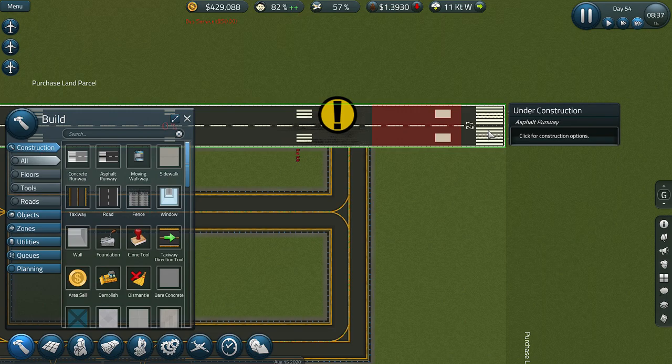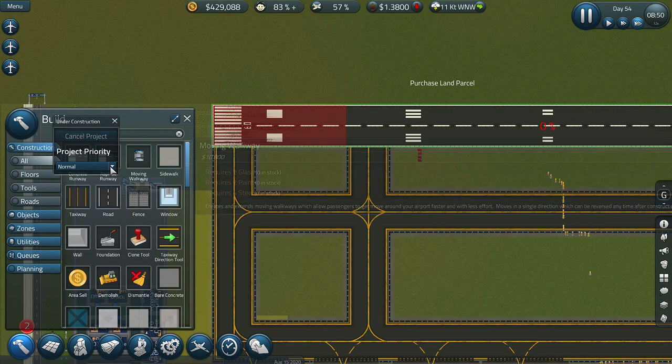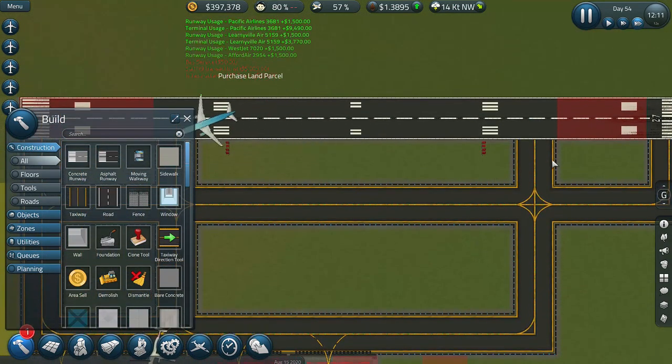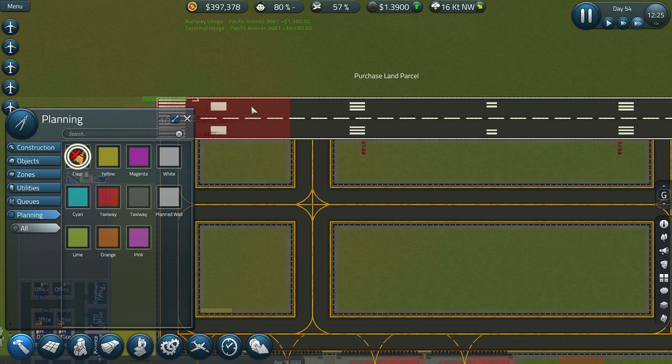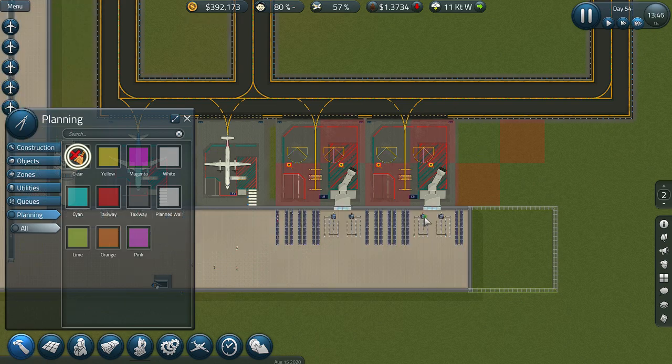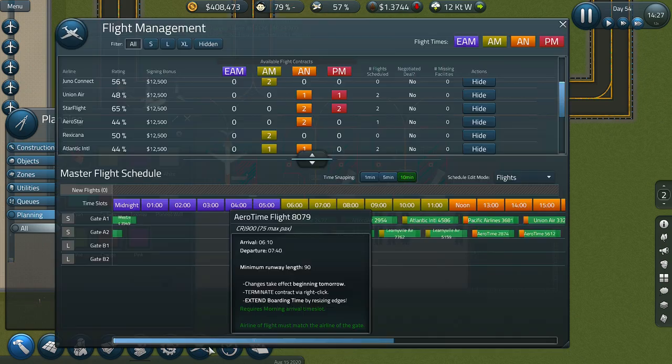Maybe it will. Will that work? I wonder. Oh, look at that. It does work. Haha, imagine that. All right, so let's clear this planning here, and we'll clear this planning here. Like that. All right, so now that we have those going, let's get some flights going in there.